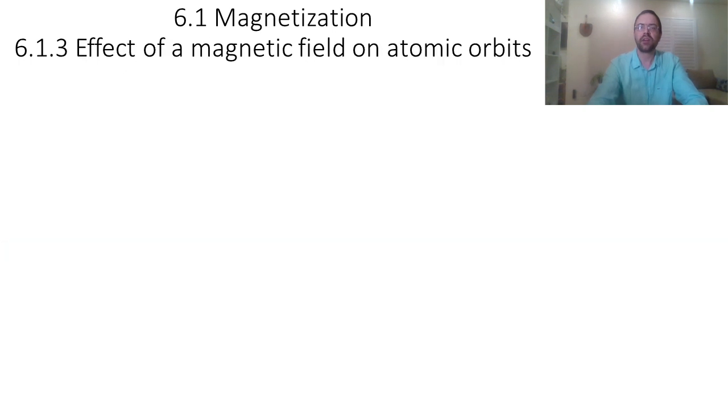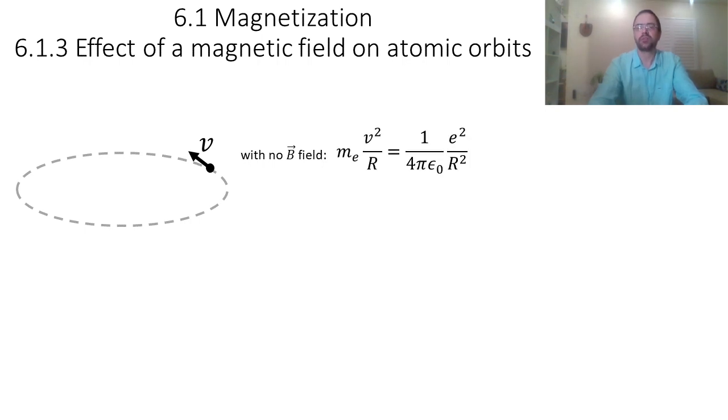Now we will discuss the effect of magnetic field on atomic orbits. Consider the orbit of an electron that is rotating around a proton. First, we assume that there is no magnetic field. If you apply Newton's law, the only force on the electron is the Coulomb force of attraction from the nucleus, right? So Newton's law gives you the mass of the electron times the centripetal acceleration, v squared over r, equal to the Coulomb force between the electron and the proton, so 1 over 4 pi epsilon 0, e squared over r squared.